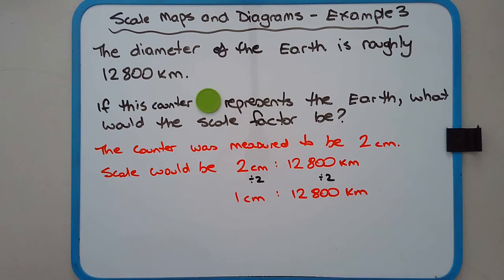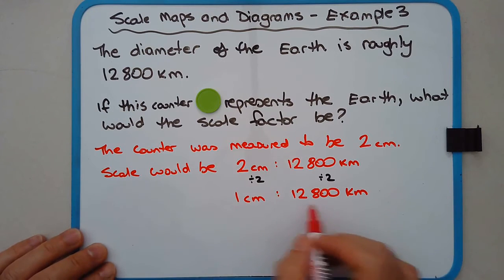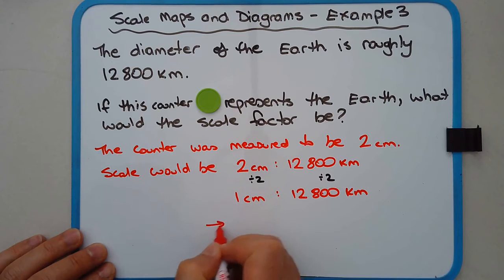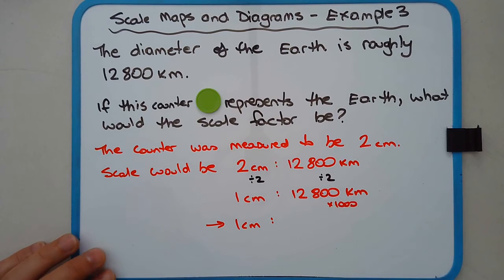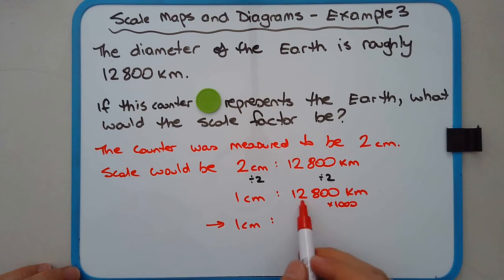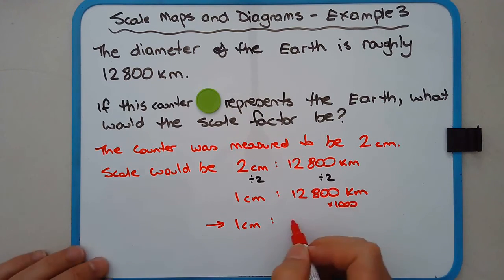So this is like example 1 with the river. If you go back to the video from example 1, we went the other way. We had to convert centimeters into kilometers. This time around, we have to convert the kilometers back into centimeters. So if we convert kilometers into meters, so that's 1 centimeter, we multiply by 1,000 to convert 12,800 kilometers into meters.